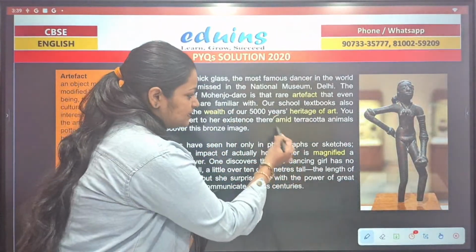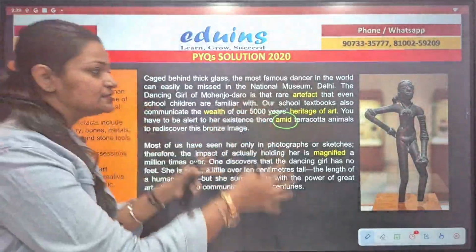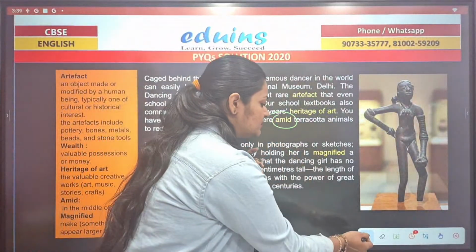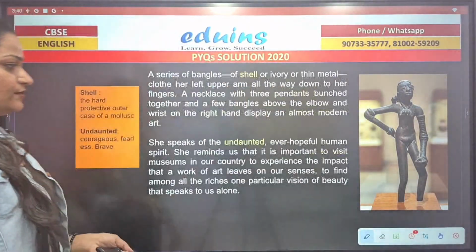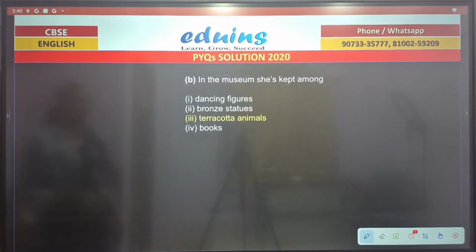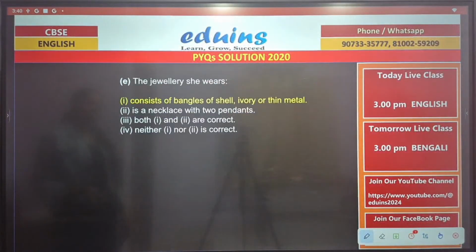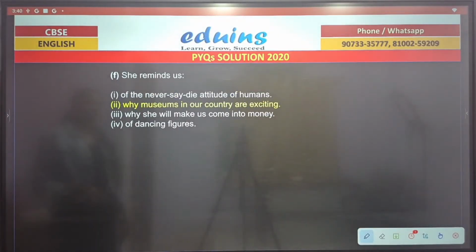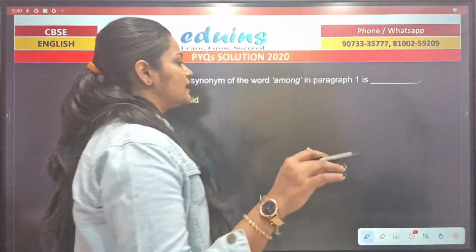Now, what does this mean? Amid means you are in the middle. So the dancing girl is in the middle, and it is similar to the word among, right? So our answer is what? Our answer is obviously amid. Okay, this is our answer, that is amid.